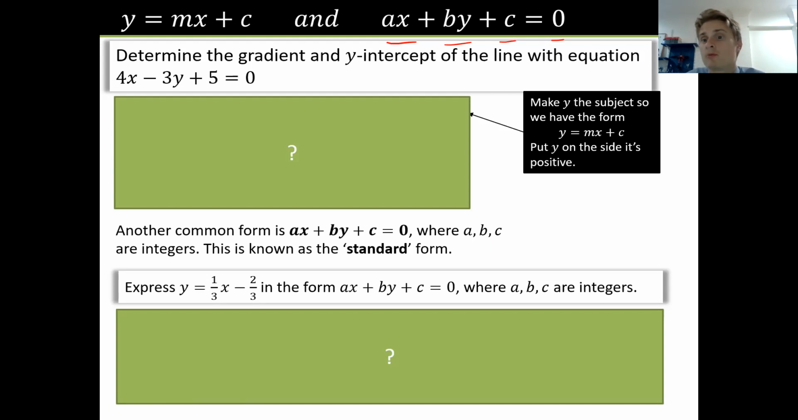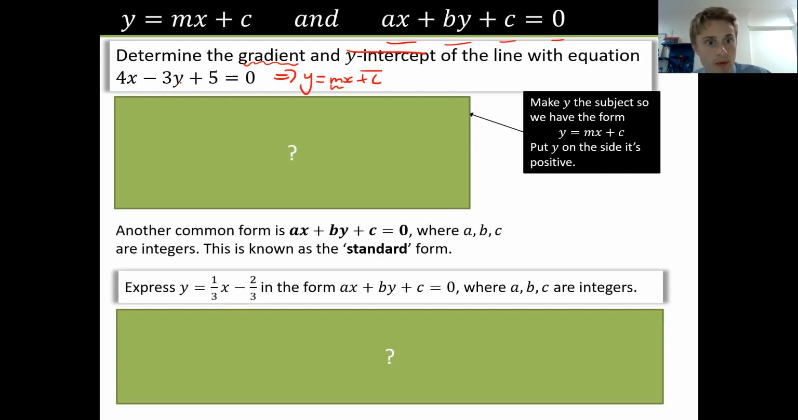There is a reason why you would want to write this, related to things like vectors and matrices and stuff like that, which you might not see if you don't do further maths, but you could still be asked about it. So you need to know how to do it. So this one has been given as ax plus by plus c equals 0. And the idea is we're going to write it in y equals mx plus c form. And the reason we want to do that is because when we do mx plus c, we can easily read off the gradient and we can easily read off the intercept.